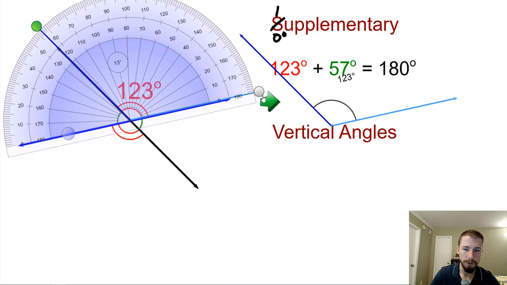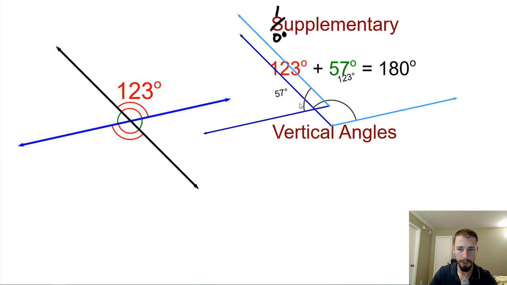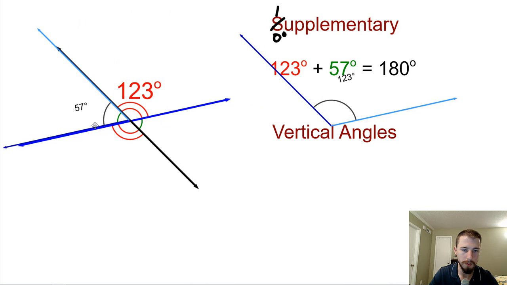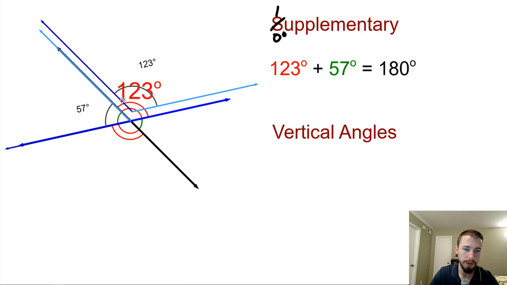So that's 123. And if we measured it from the other side, from over here, that's going to give us 53. Whoa, that was weird. Let me change that. How about now? Hopefully that should export as 57. Yeah, there we go. All right, so I'm going to get rid of that. So we got 57 degrees, which we measured over here, and 123 degrees, which we measured over here. Wow, that's kind of cool.